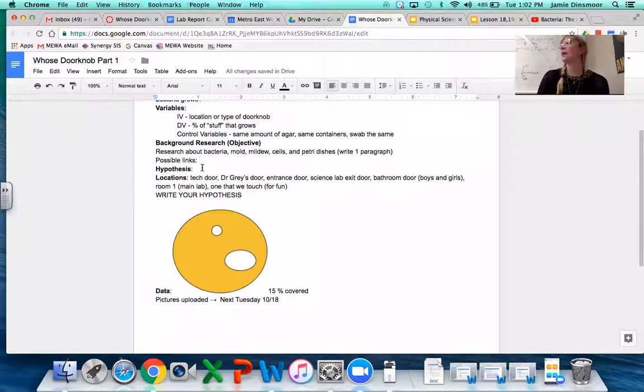Otherwise, I'm just going to relabel these with tape because it looks like the Sharpie is going to rub off, which is pretty annoying. And that's what we did during this lab.